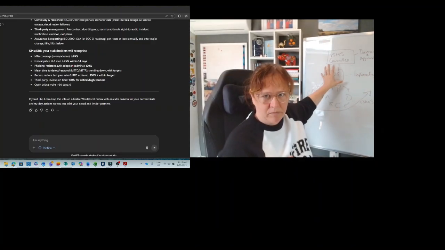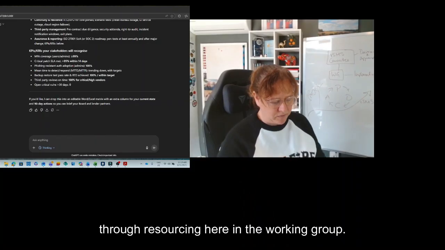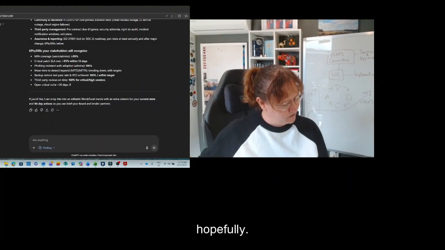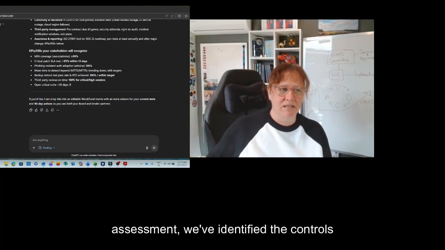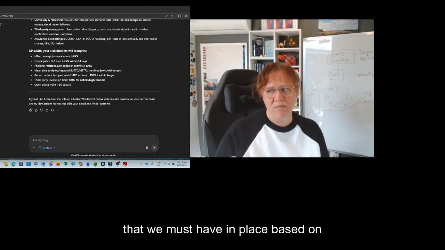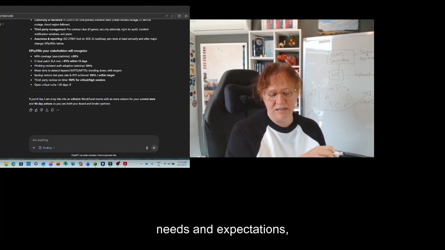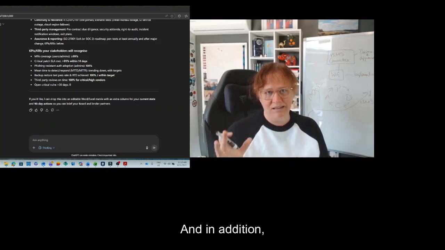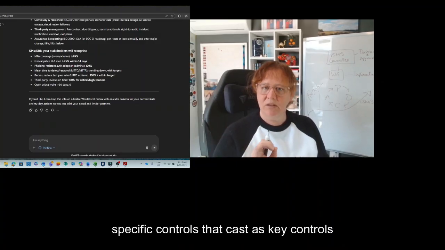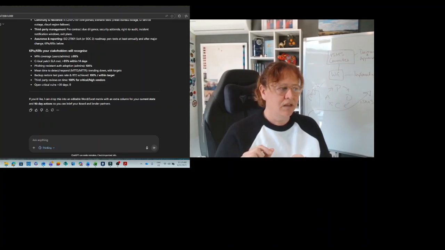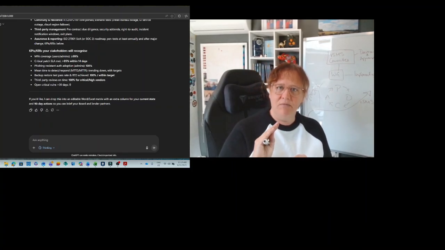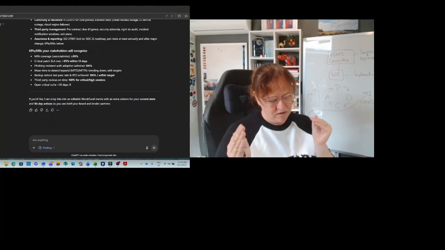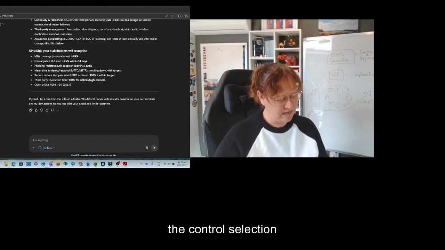We've got commitment through resourcing here in the working group. We've got the risk assessment going on in the background, hopefully. Once we've done that first risk assessment, we've identified the controls that we must have in place based on stakeholder needs and expectations, but also baseline security control requirements. In addition, we've got those specific controls that are cast as key controls that help us to manage the risks that we identify through risk assessment. So there's a couple of layers there in the control selection.